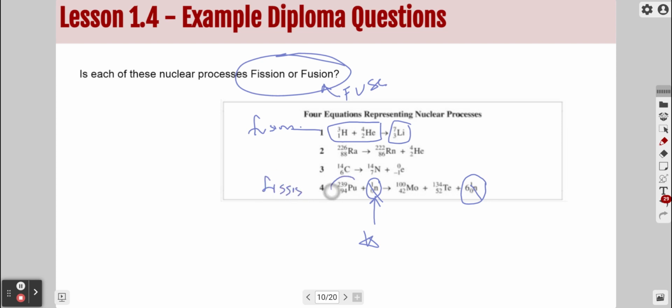Because you have this big plutonium atom and it's being split into two smaller elements. All right, here's one atom into two smaller. Again, this is going to be fission. And this is one atom into two smaller, so this again is fission. So there's only one example of fusion here.